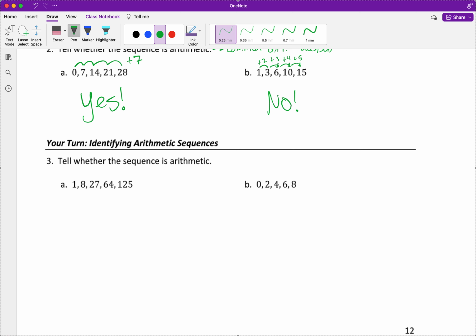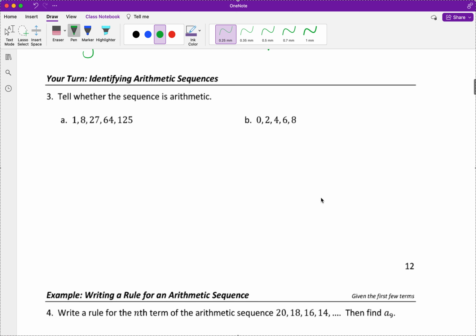All right, you should pause the video and you should try to figure these ones out yourself and see if you can determine whether they're arithmetic, which means they have a common difference.